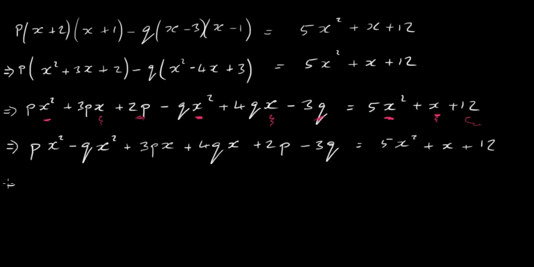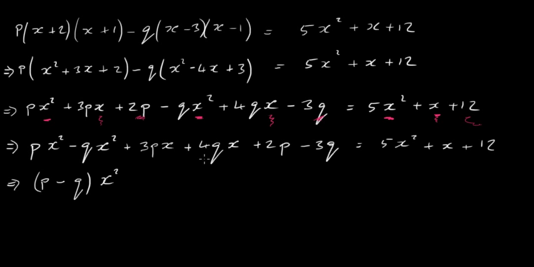Now on the left hand side here, I have an x squared and an x squared here. I can factorize these two. In other words, I can just take the x squared outside the bracket. So I get p minus q here. So p times x squared will give me px squared, minus q times x squared, minus qx squared. So this is just the same as this here.